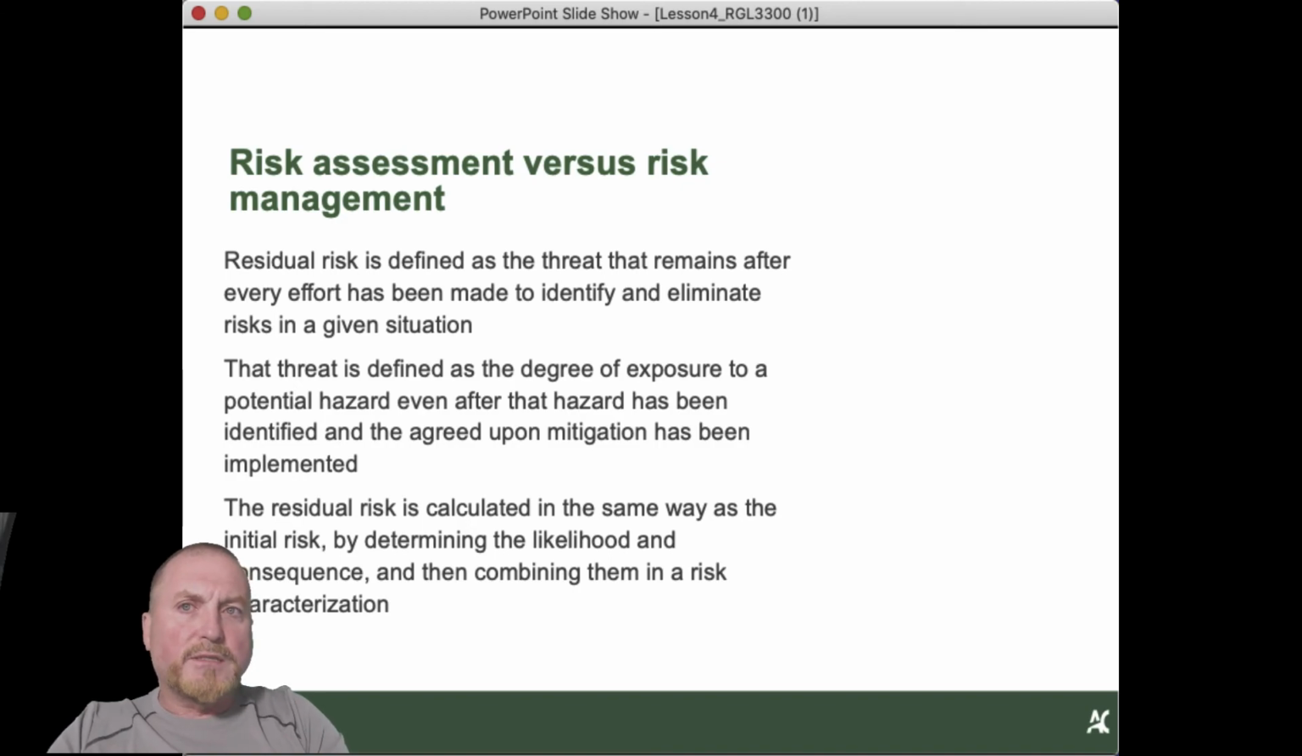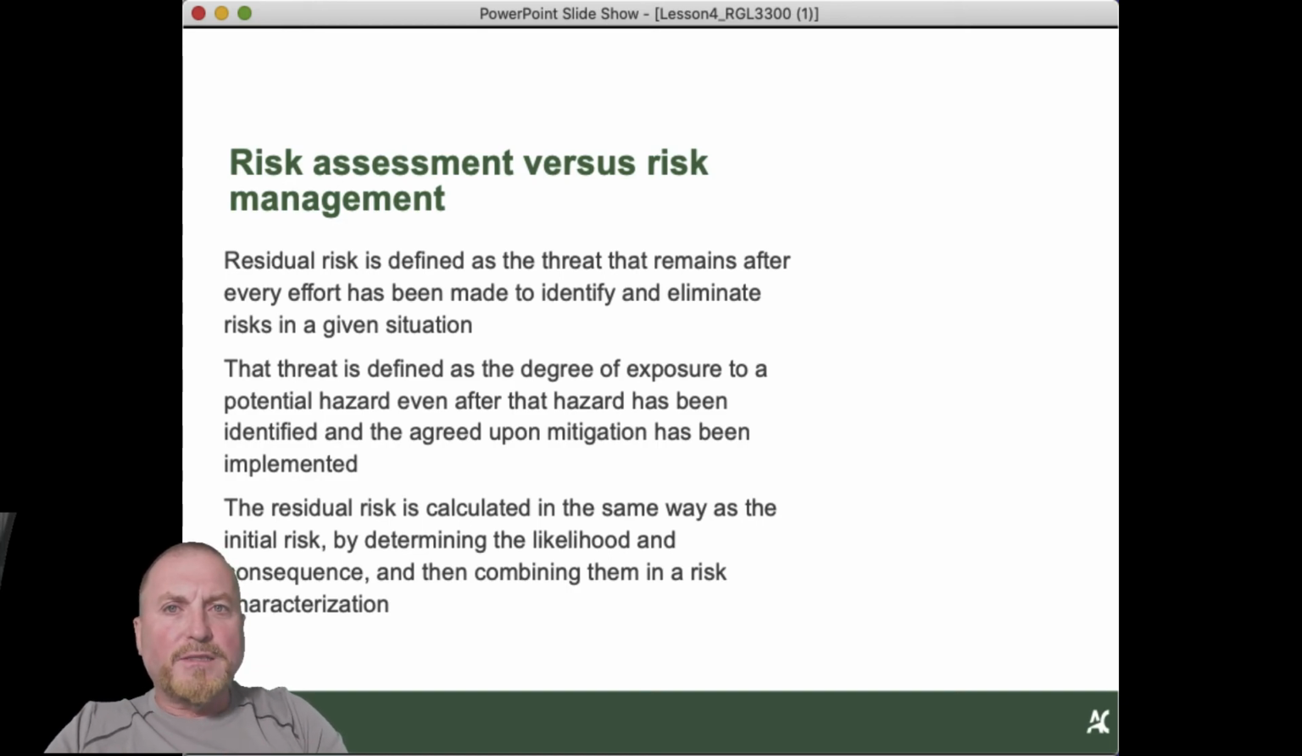Okay? So residual risk is defined as the threat that remains after every effort has been made to identify and eliminate risks in a given situation. Now, as we all learned from last term, you never completely eliminate all risk, right? You can spend $1 billion eliminating 80% of the risk and another $10 billion eliminating the final 20% if you want to capture all the benefits of the product. That's not feasible. So we try to capture the benefits of the product, eliminating all risk that can reasonably be eliminated while still making the product a viable prospect to capture its benefits in the marketplace. But because of that, there will always be residual risk, and that's what we're monitoring when we do post-market surveillance.